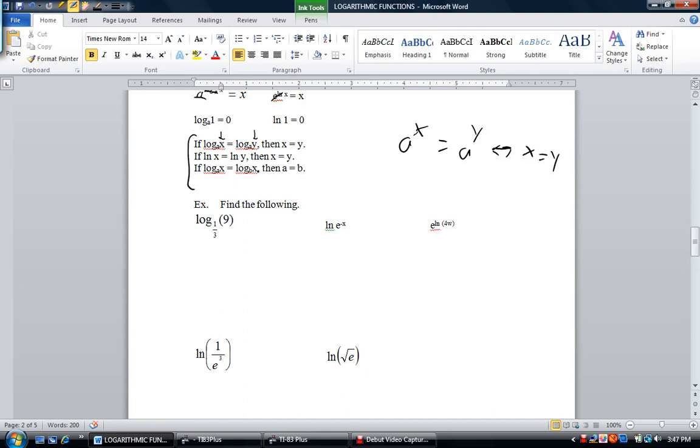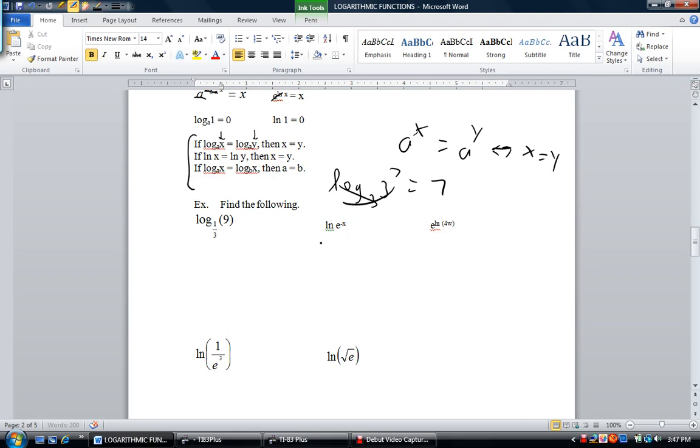And before I do this one, just to give you a little heads up on how easy these can be. If you have like log base 3 of 3 to the 7, see these 3's? They're the same. Base of the log, base of the exponent are the same. It always equals the exponent in that case because they like cancel out.